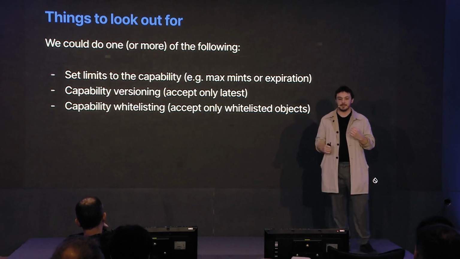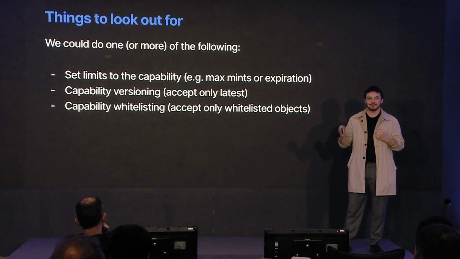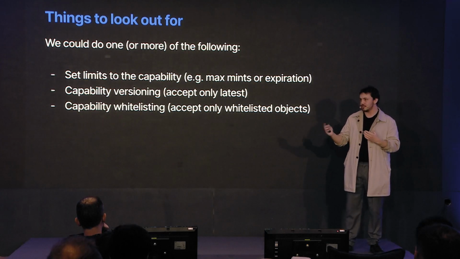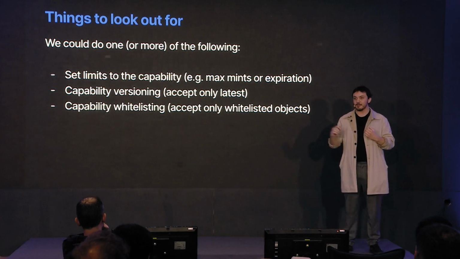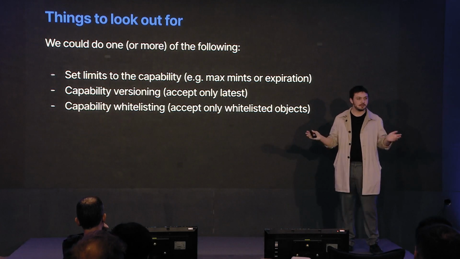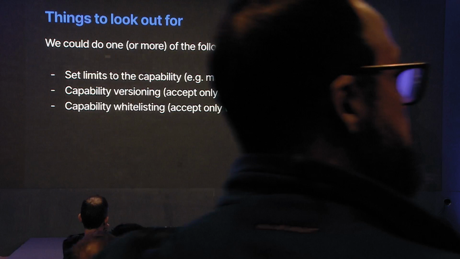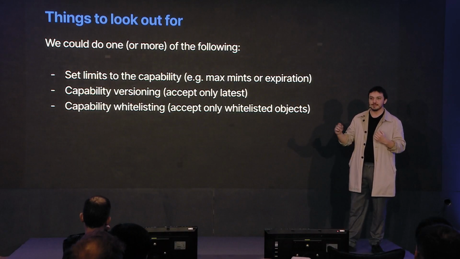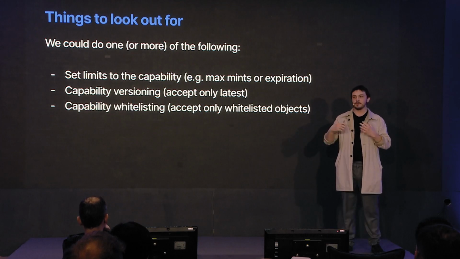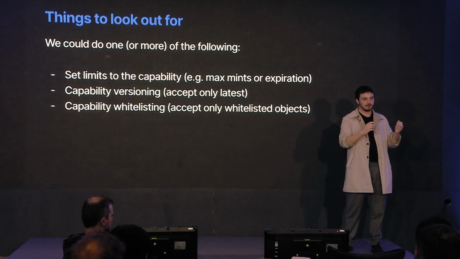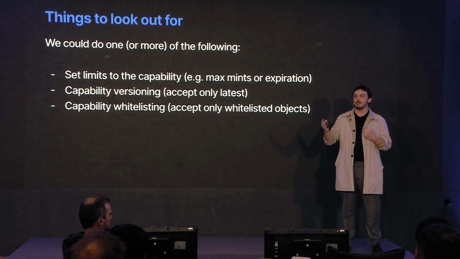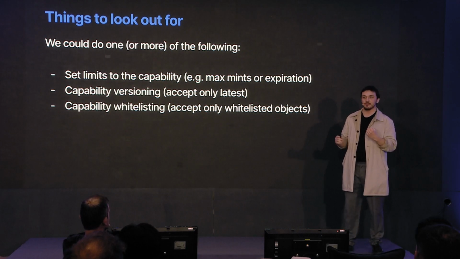We can do capability versioning. The only drawback here is that we have to go through a shared object to keep the right version. But that way, we can invalidate all the issued capabilities with one transaction as the game admin. Or we can do whitelisting, which has, again, the same drawback of not being able to go directly through fastpath. But we can indeed decide to revoke a single capability and not all or nothing.